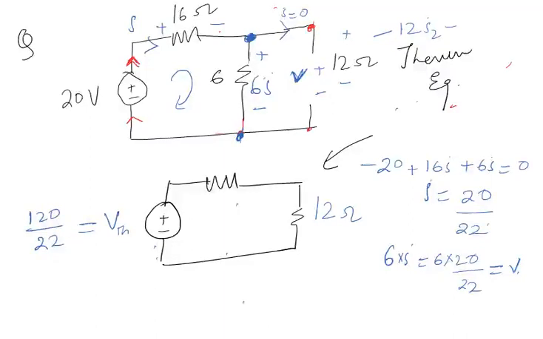120 divided by 22. So this is VTH. VTH is nothing but the voltage across the resistance that you are choosing. You remove that resistance and make it open circuit. So this is VTH.